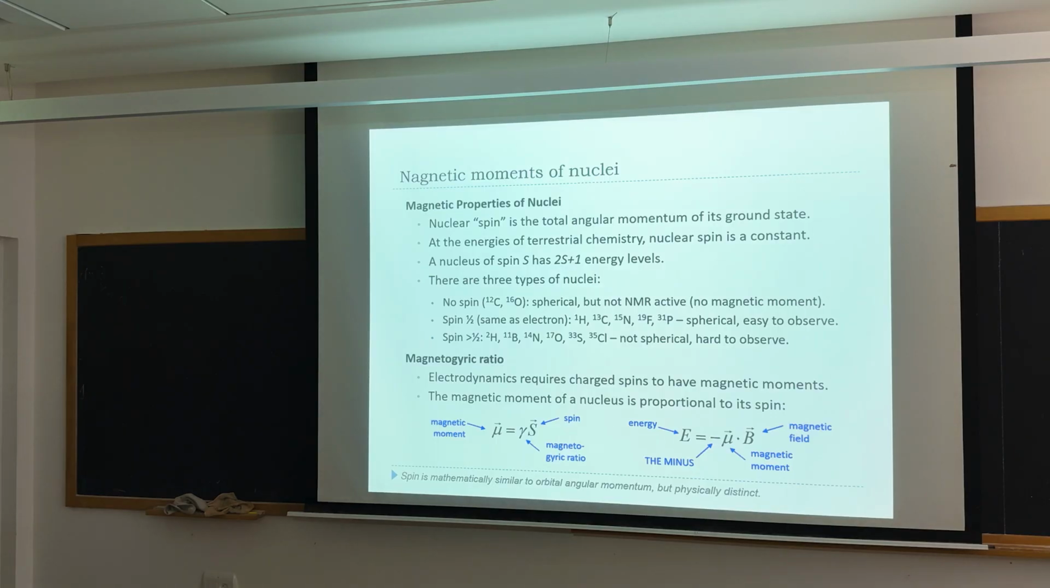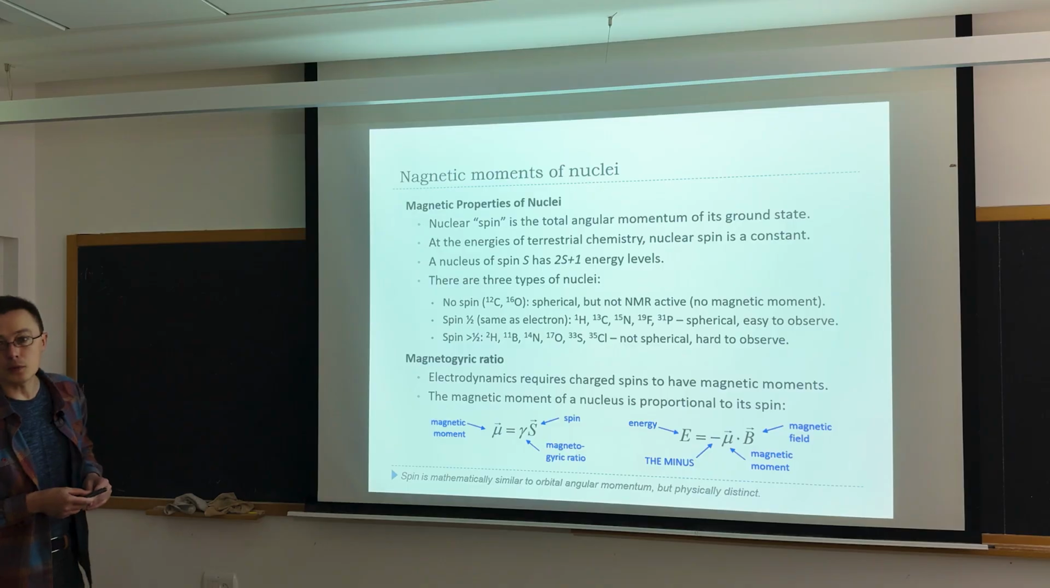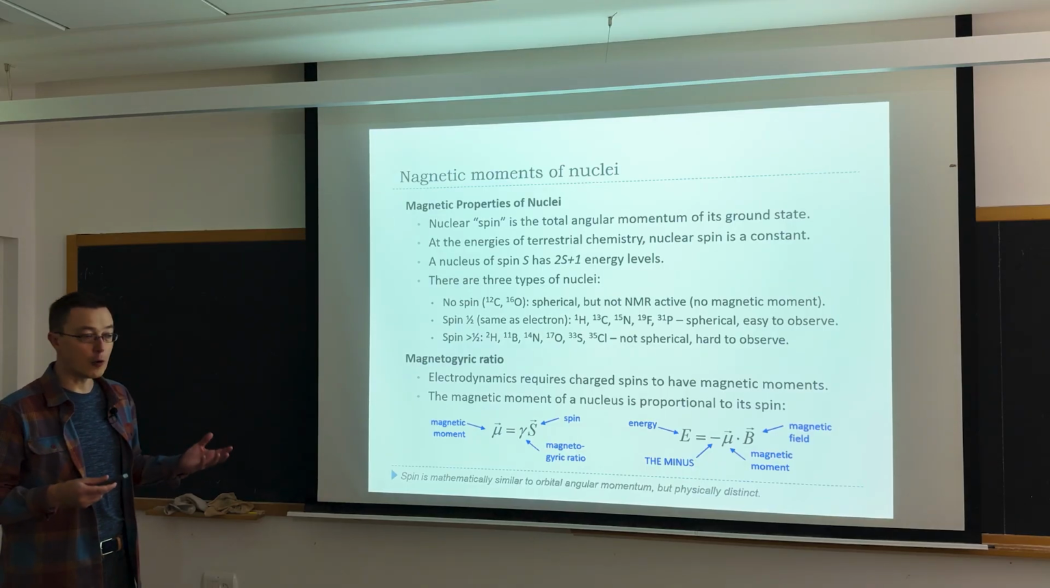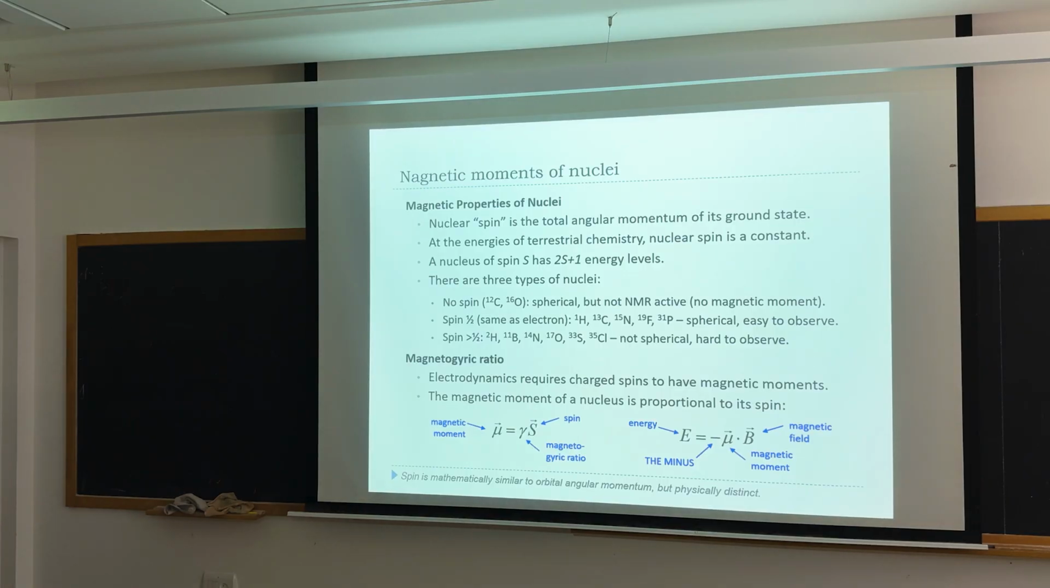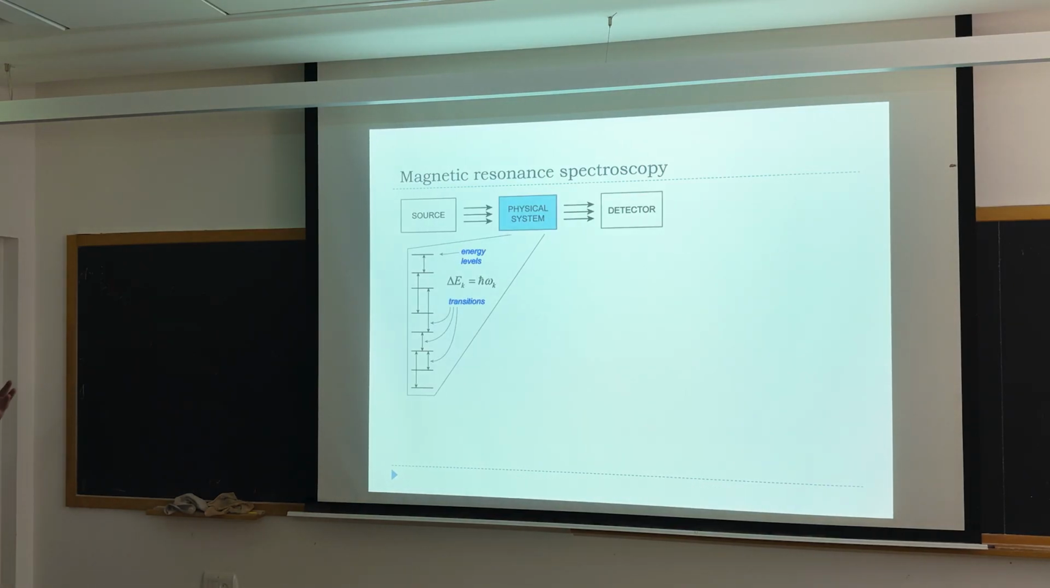So as we saw yesterday, spin is mathematically similar to orbital angular momentum, but physically distinct. Its symmetry group is SU(2), and its algebra, although it's isomorphic to the algebra of orbital angular momentum, is not identical to it. It is physically distinct. And, well, spectroscopy of spin systems is broadly similar to every other electromagnetic spectroscopy.